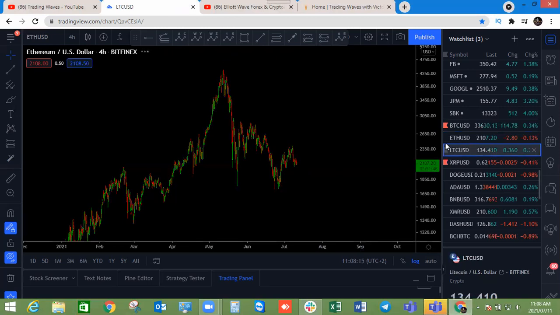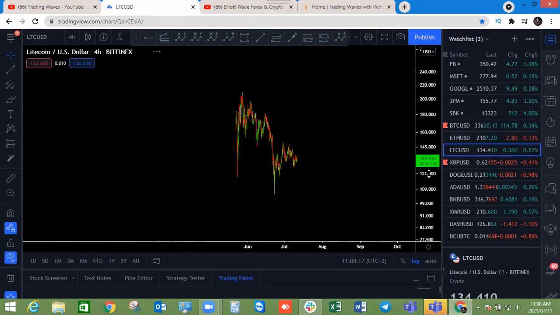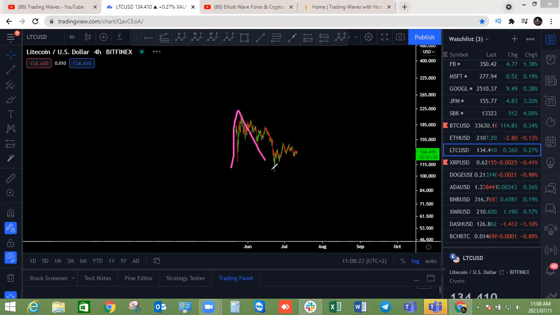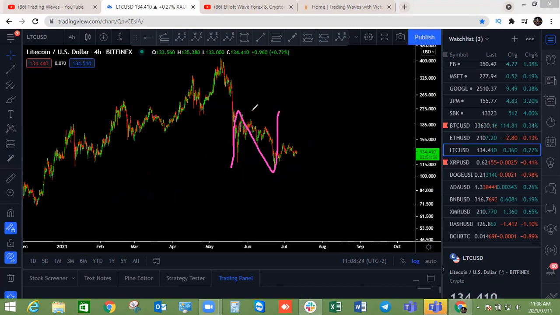Litecoin, similar move as Ethereum. So we were also looking for this one to make a complete 3-wave structure here to go and retest the top here. But again, because this has now gone sideways, this is looking like it's going up in 3 waves. So if it's going up in 3 waves, it means that we may not reach that level and we may not get the move all the way to the upside.